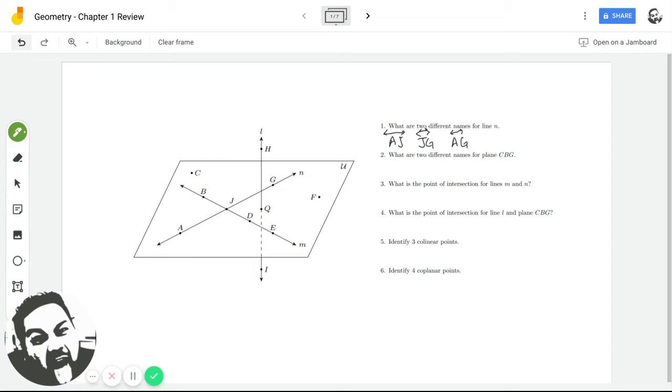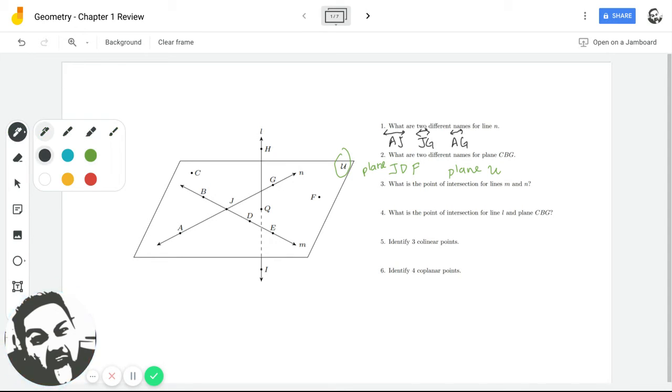So CBG, another name I could go for is I could name it perhaps JDF, right? And then I would put the word plane in front, plane JDF. And then you can get real fancy. See that guy right there? How there's no point associated with it? You could call it plane U. Plane U. That's the fancy way, but that's not necessary to write it that way, but you could. A single letter that's not associated with a point often recognizes either a plane or a line. Planes, usually the uppercase letters.